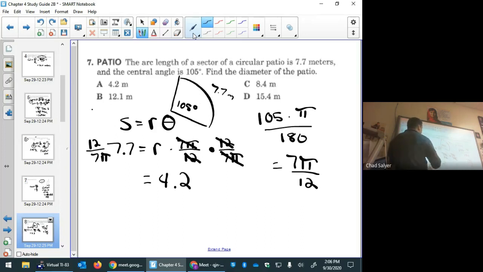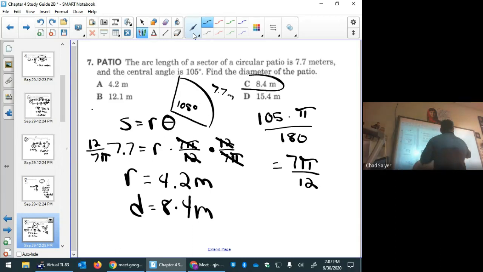So 4.2, that is our radius, not our diameter. We have to double this. 8.4, and it's in meters. So C is in Charlie.